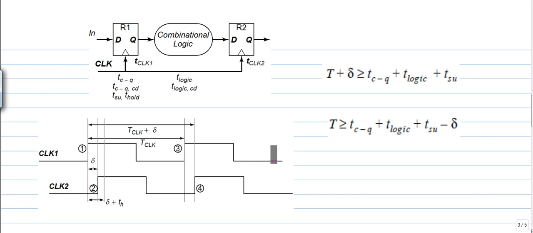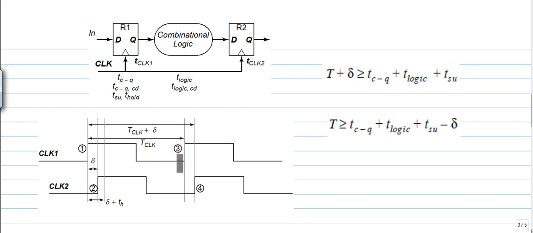Continuing from the previous lecture, in this video I am going to pay attention to the advantages of positive skew. As we know from the previous lecture, a positive skew is a concept where the input data flow and the clock flow are in the same direction, and this is the corresponding timing diagram for the positive clock skew.